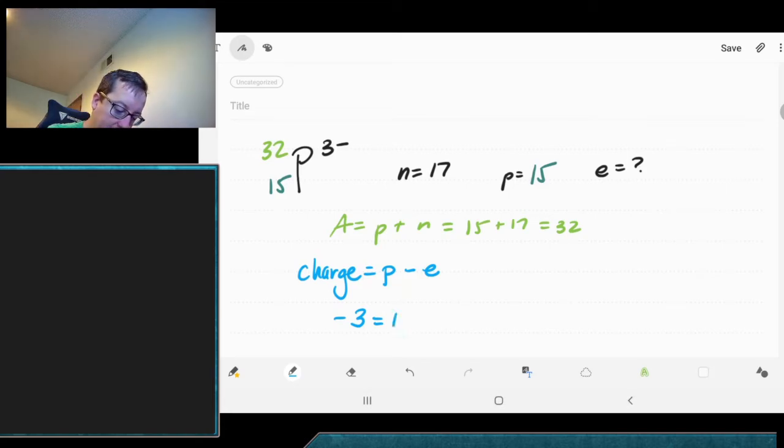We see it's 15 minus whatever our electrons happen to be. If we add or subtract 15 from both sides, or rearrange this, we're going to see that we get 18 electrons here. We get negative E equals negative 18, and so therefore E is 18. So we will have figured out the number of electrons we have here. And we're done. We've solved it. So that's that.